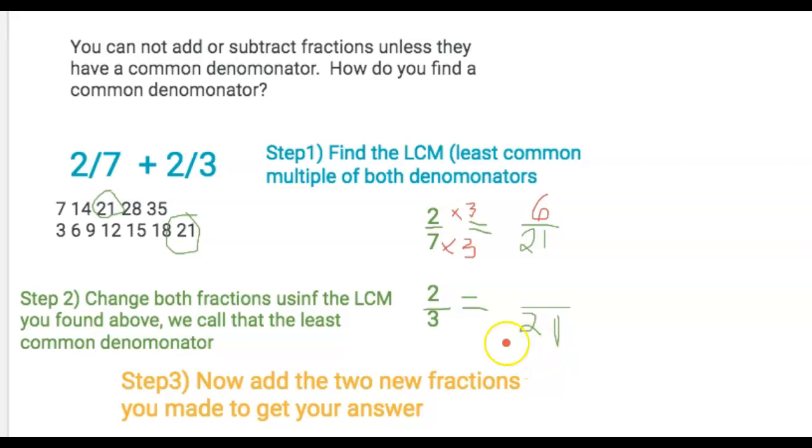Now down here we need to do the same thing. How did we get from 3 to 21? Well, 3 times what is 21? I can come over here and I can say 1, 2, 3, 4, 5, 6, 7. So 3 times 7 is 21. So I'm going to go over here and do this. So since I multiplied the bottom by 7, I have to multiply the top by 7. So 2/3 becomes 14 over 21. Now that I have fractions that have the same denominator and I have changed them, I can add them.